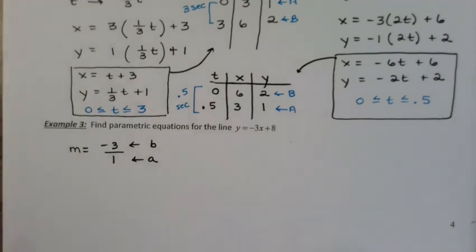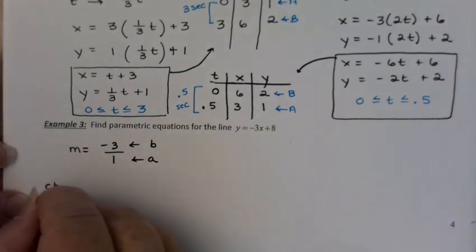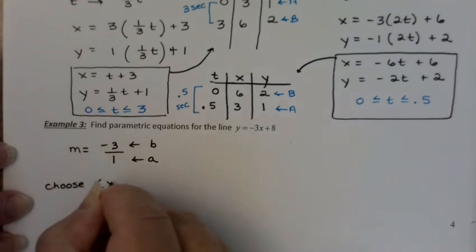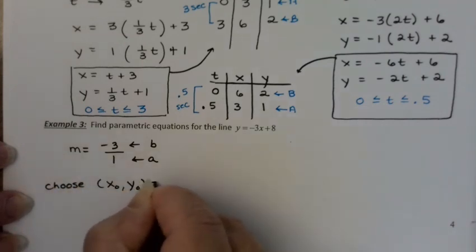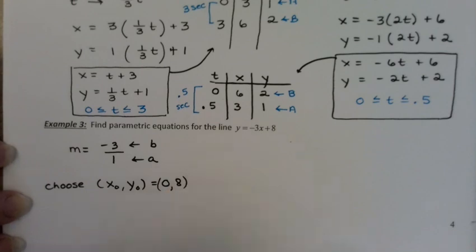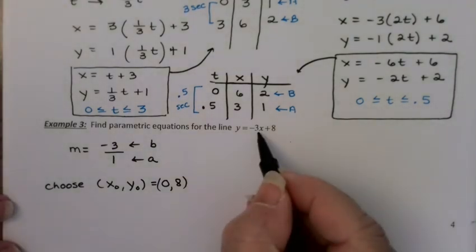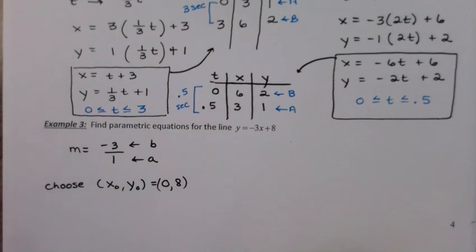I also need a point. Now, there was no designated starting point on that line, so I can actually use any point I want from that line. An easy one would be 0, 8, the y-intercept, but I could use anything I want. I'm going to choose x naught, y naught to be 0, 8. But again, the problem didn't specify. So if you wanted to plug in, say, 2 here and get 2, 2, that would have been just as good a starting point.